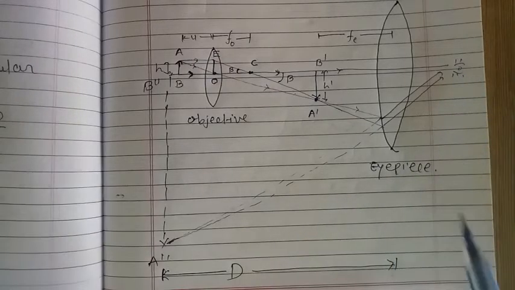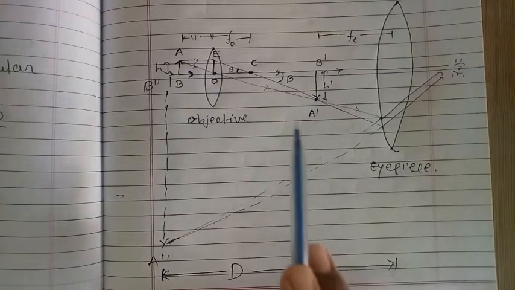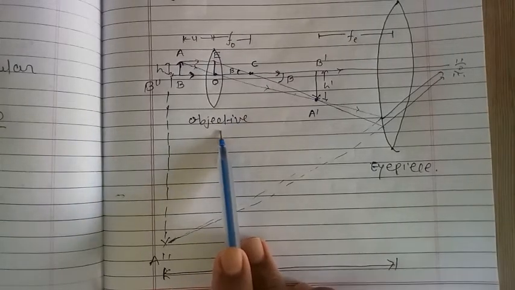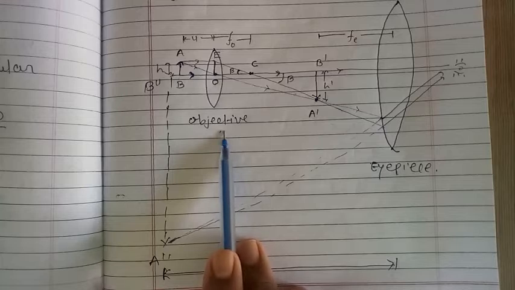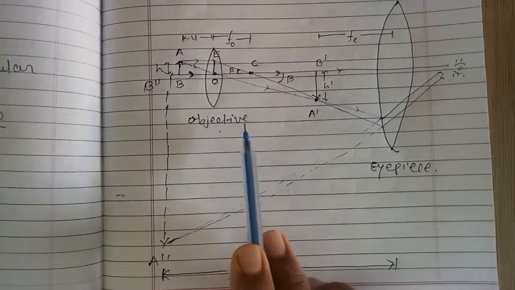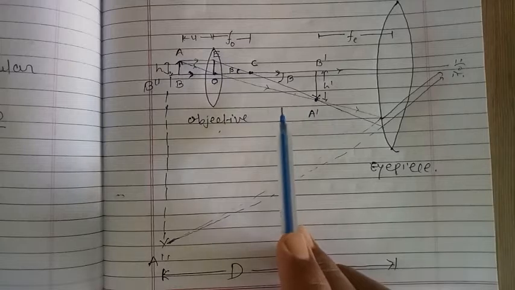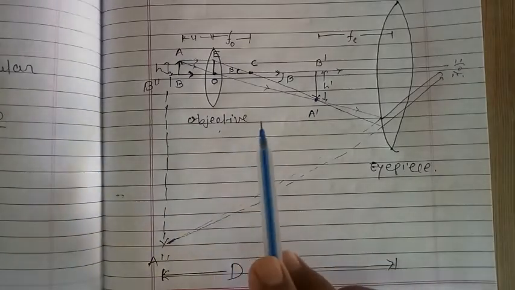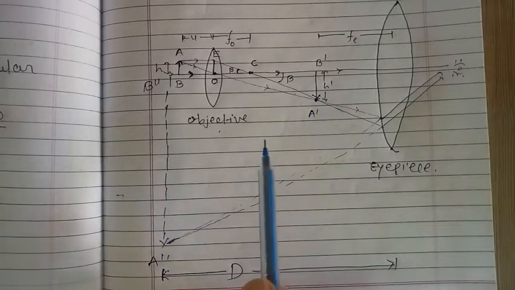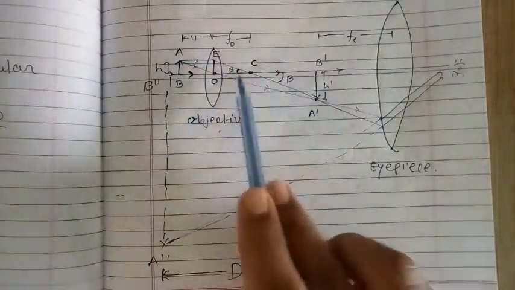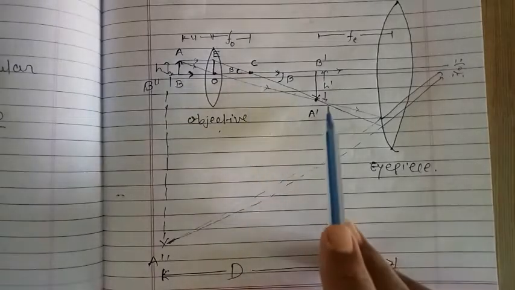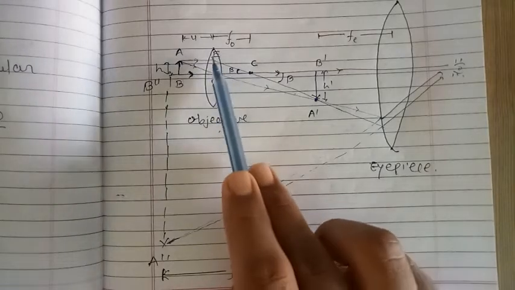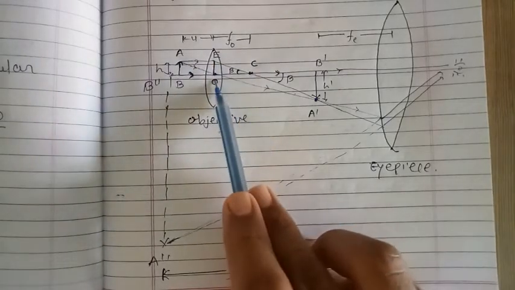Here, first of all, we have to derive the magnification for the objective. We know magnification m is equal to h dash by h, right? So we can easily find the magnification for the objective with the help of this triangle. First triangle A dash B dash C, and second triangle EOC, right?